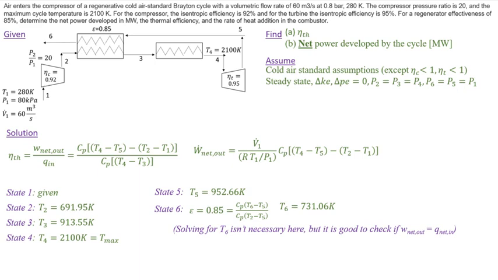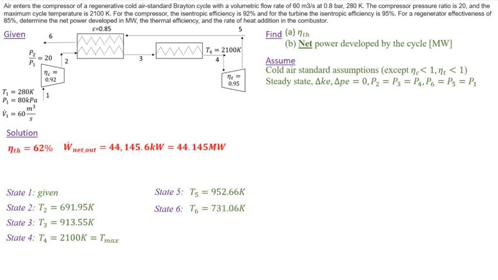And once again, it's not really necessary to calculate T6 based on our governing equations here, but you can go ahead and just check and see if your logic is sound to see if your work net out is equal to your Q net in. And then if I plug things in, you'll get a 62% thermal efficiency and 44.145 megawatts for your net power output.